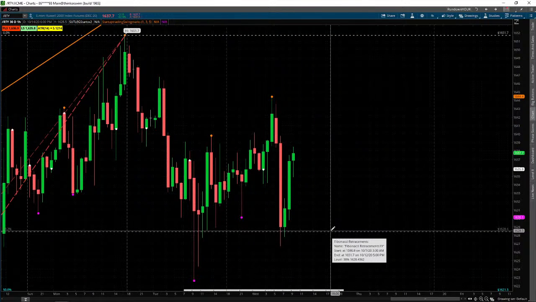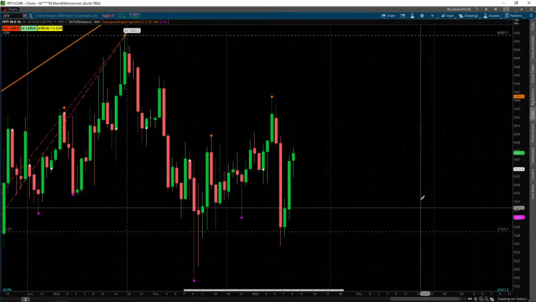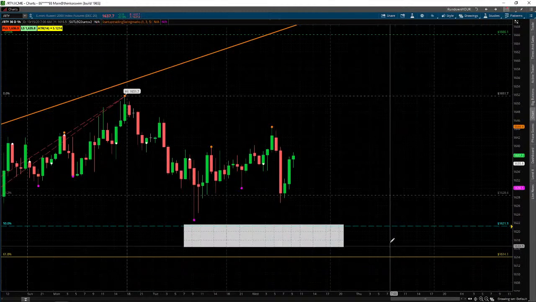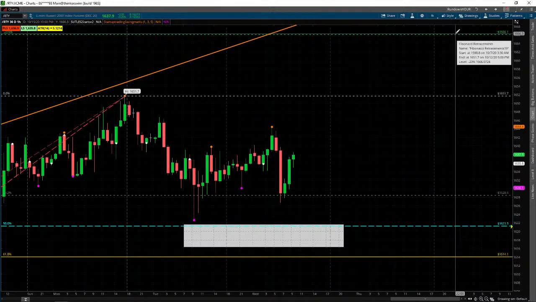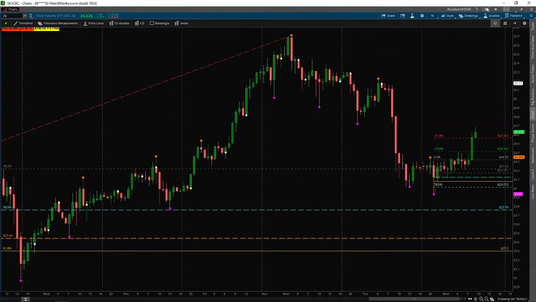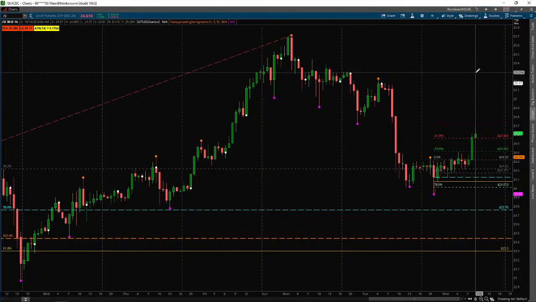hourly level. It's a 1628.4. 1628.4 is that 38, and then below 1621. Upside targets are 1666. Silver and gold catching a bid here.